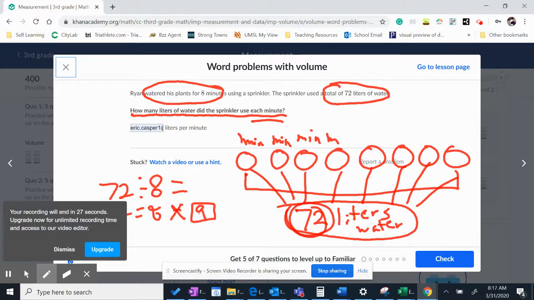So practice Khan Academy today. See how it works for you guys. I believe that it will be helpful. And check out the videos too on there, and hopefully they're helpful for you as well.